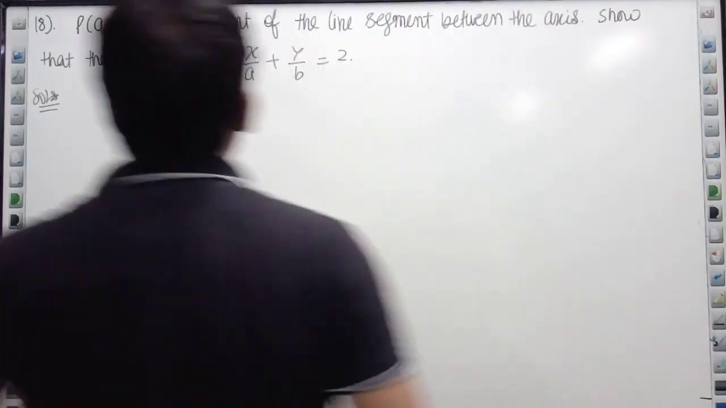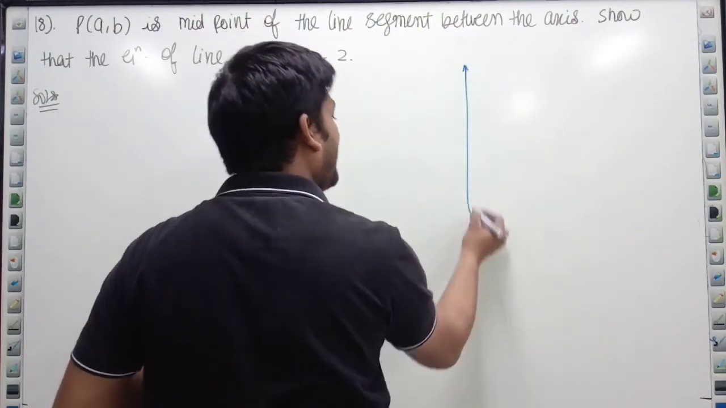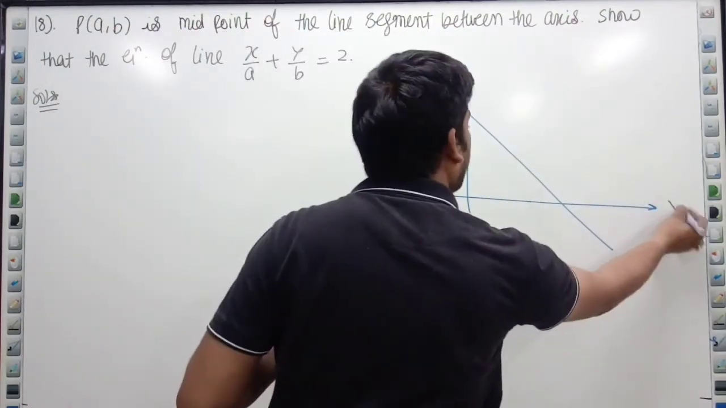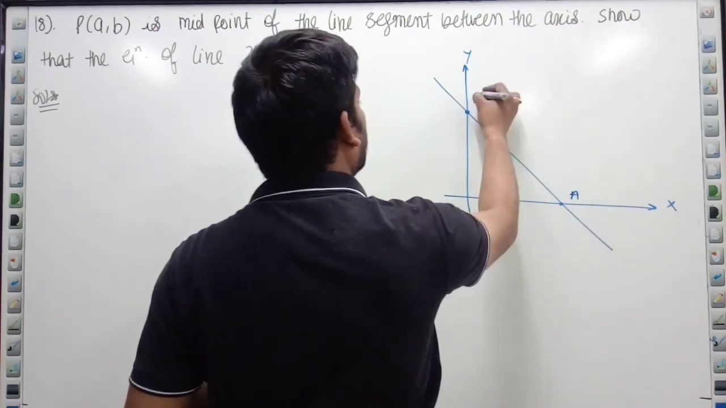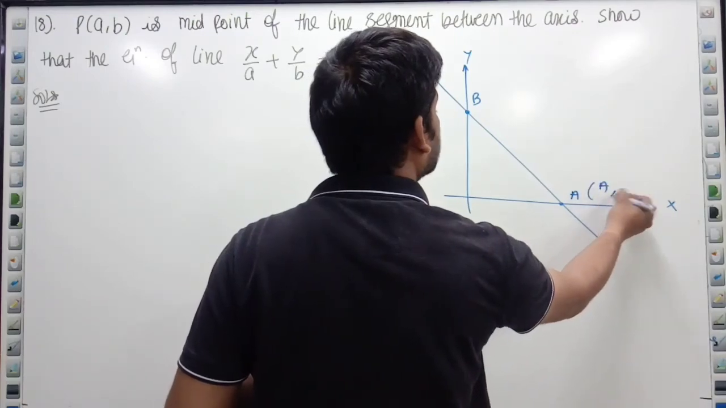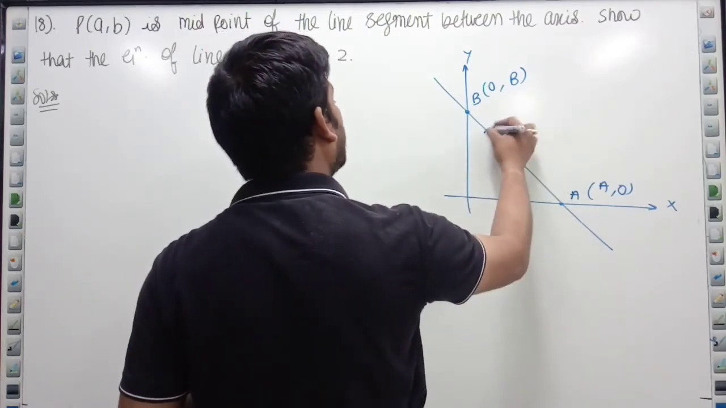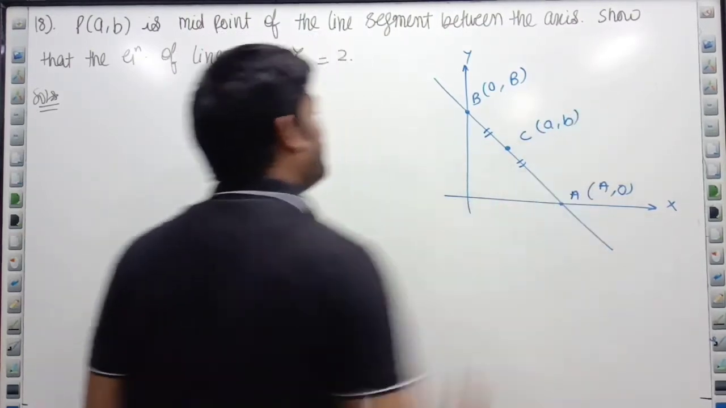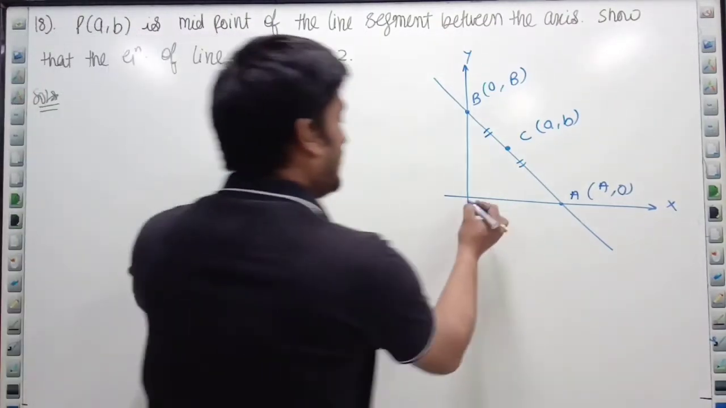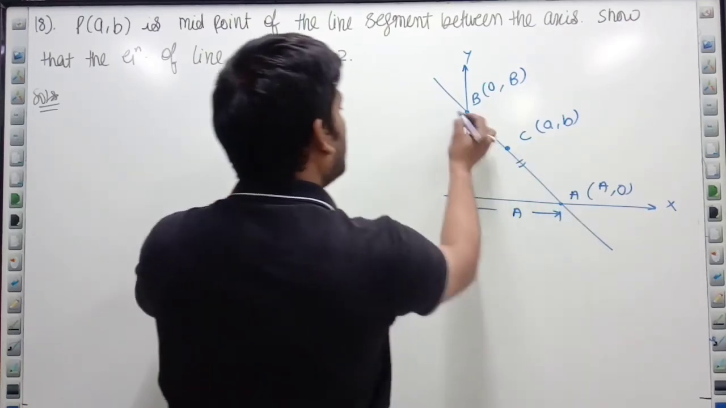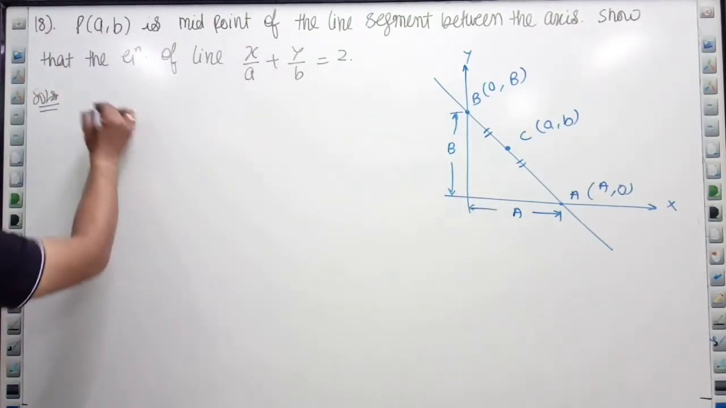and this is the answer. Question number 18, we have P(a, b) as the midpoint of the line segment between the axes. Means if I draw the coordinate axes, the x-axis and y-axis, this is point A and B, right? So if I take A as (a, 0) and B as (0, b), then we have the midpoint. This is (a, b). Midpoint is (a, b), and we need to prove x/a + y/b = 1. This particular length is a. In this particular length I have taken b. If the intercepts are a and b, can I write the equation of the line?